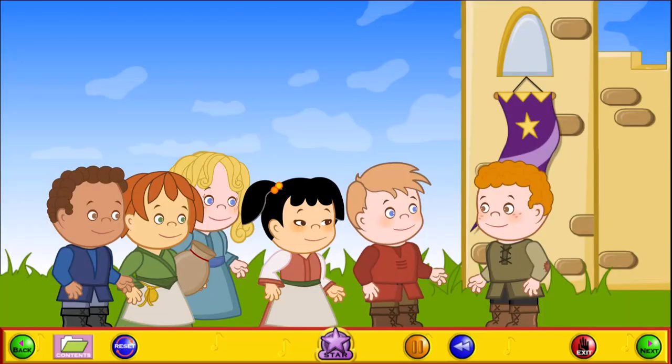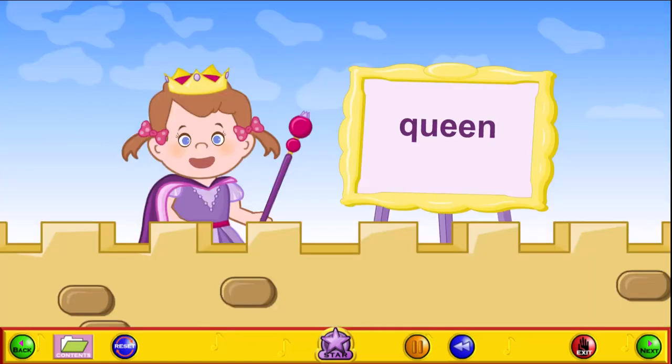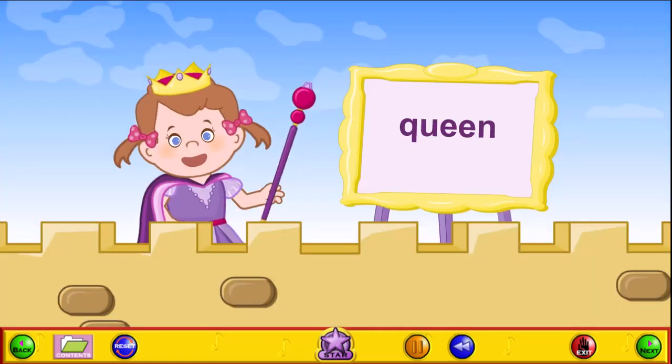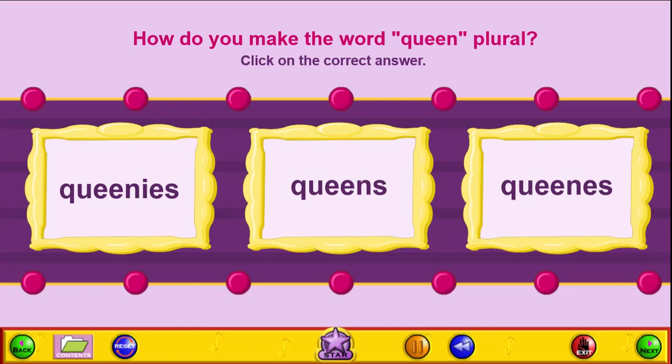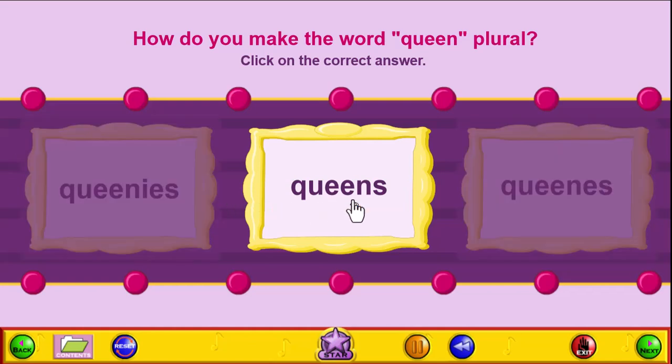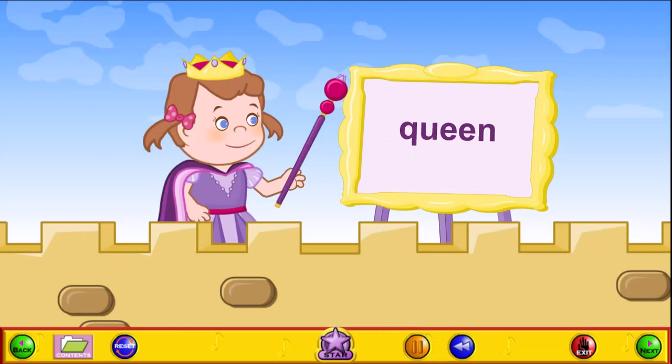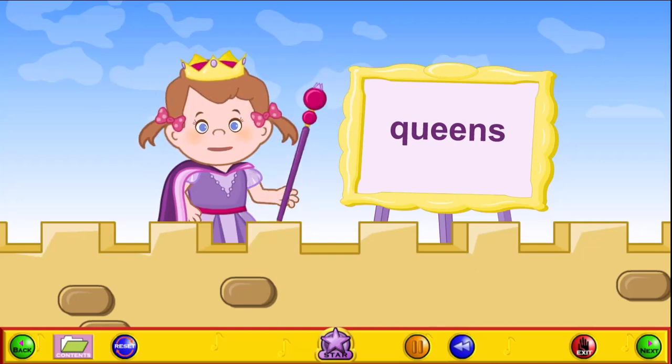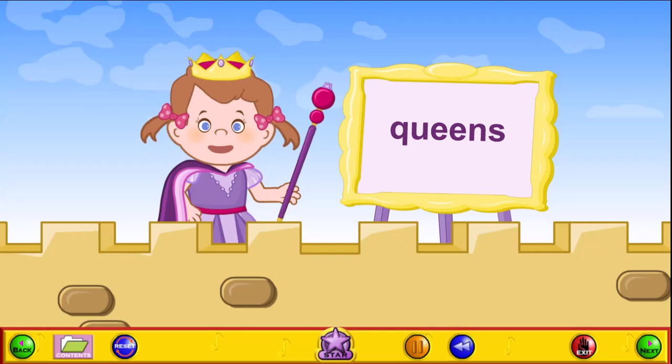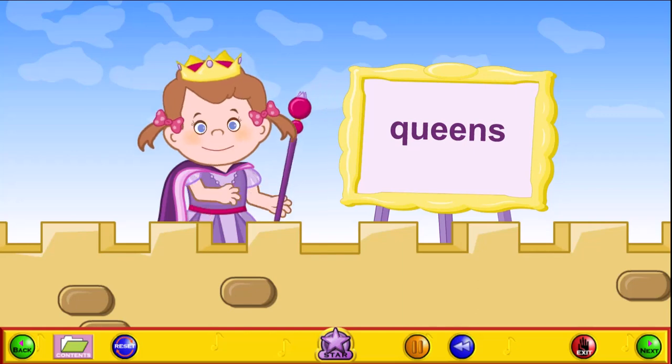What about the word queen? That is an excellent word, one of my favorites. What is the correct way to make the word queen plural? So I'm going to help you out and click on the correct answer. Yes, watch as I add an S to turn the word queen into queens. Of course, there will never be a reason to use this word since there is only one queen, me.